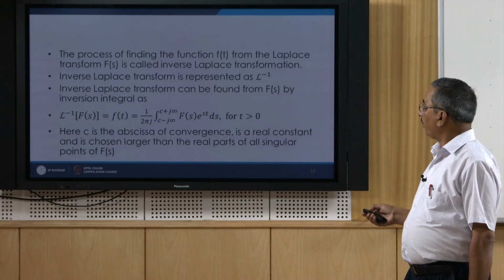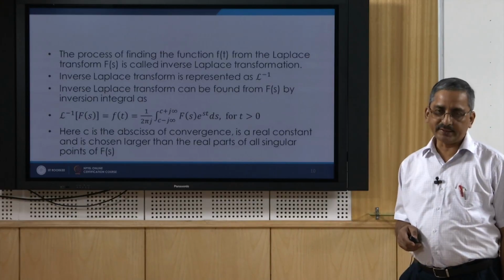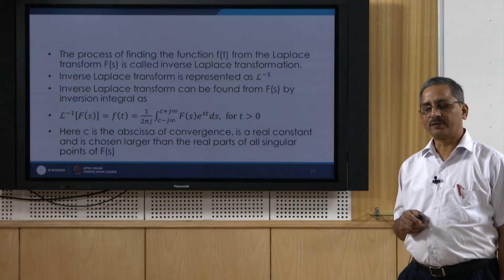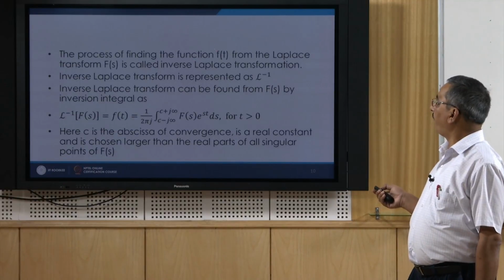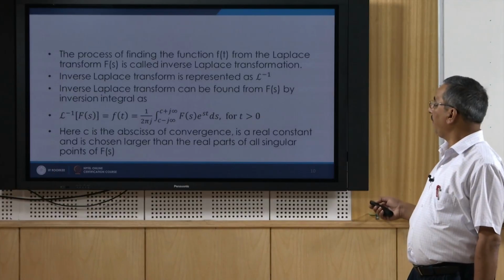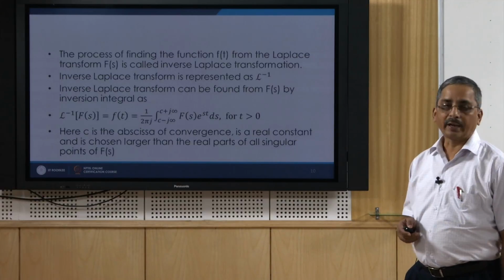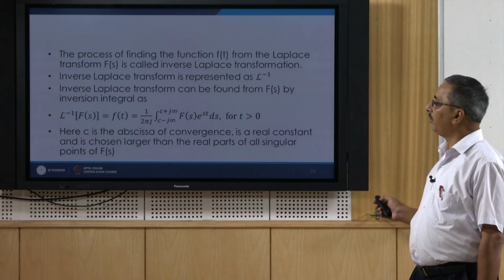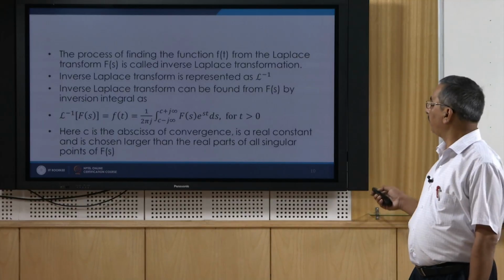Now, the process of finding the function f(t) from the Laplace transform is the inverse. We are given the Laplace transform and we want to find out the function, which is a function of time t, and this method is called the inverse Laplace transform. This is represented by the Laplace operator to the power minus 1, and this is what we call the inverse Laplace transform.